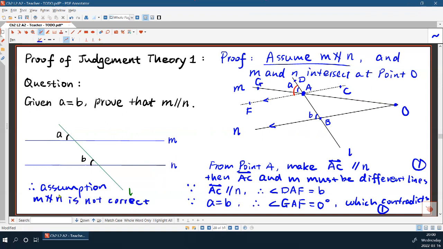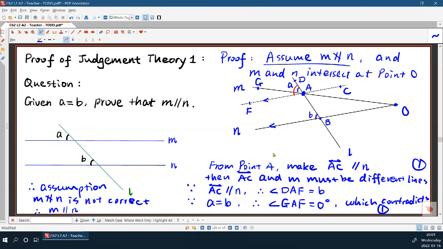Okay, if such assumption is not correct, that means M is parallel to N, right? Therefore, M must be parallel to N. Because if we assume M is not parallel to N, we get contradictory facts. That means the assumption is not correct. Therefore, M must be parallel to N. Therefore, we have proved this theory indirectly. Okay, and do not worry if you cannot write this down in time. I'll give you my notes after the class.